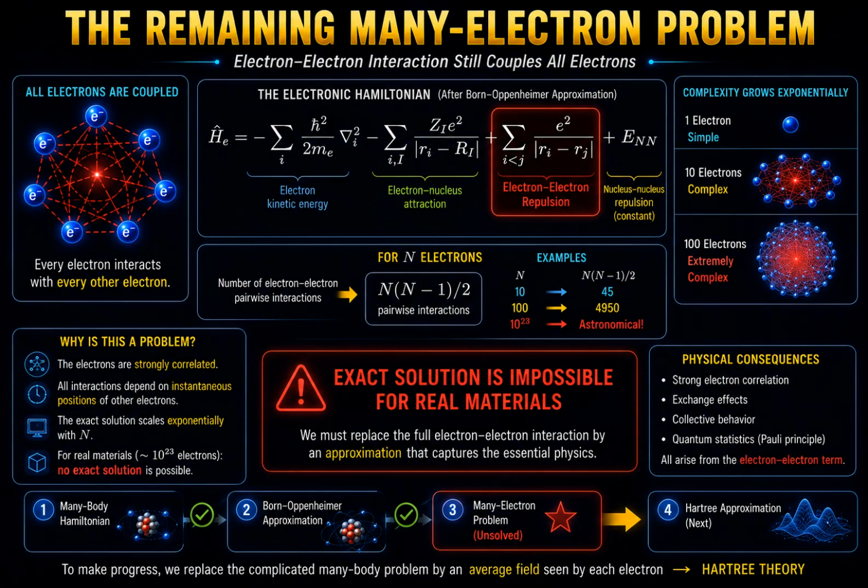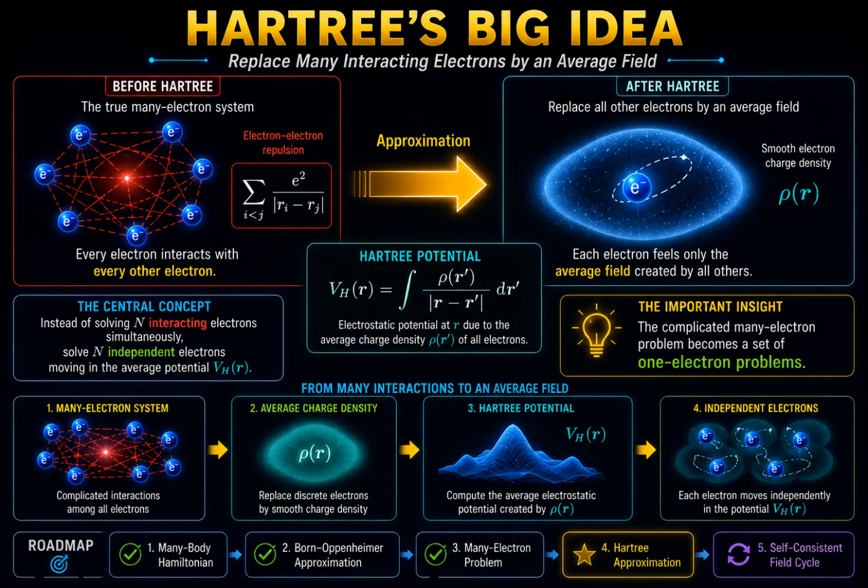Think about it this way. If one electron moves, the electrostatic environment experienced by all the other electrons changes as well. Therefore, the motion of every electron depends on the motion of every other electron. The number of such interactions grows extremely rapidly as the number of electrons increases. For real materials, solving all these interactions exactly is simply impossible. Can we somehow avoid treating every electron-electron interaction explicitly?